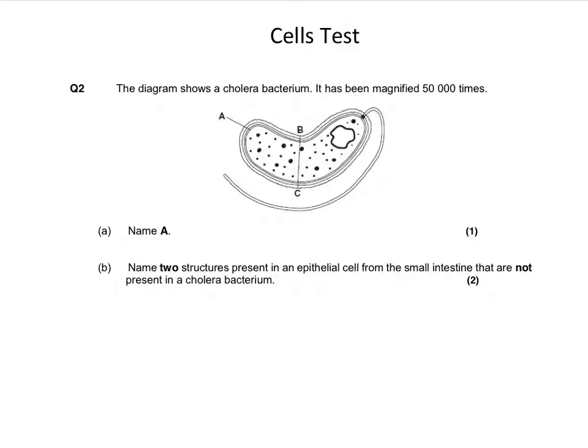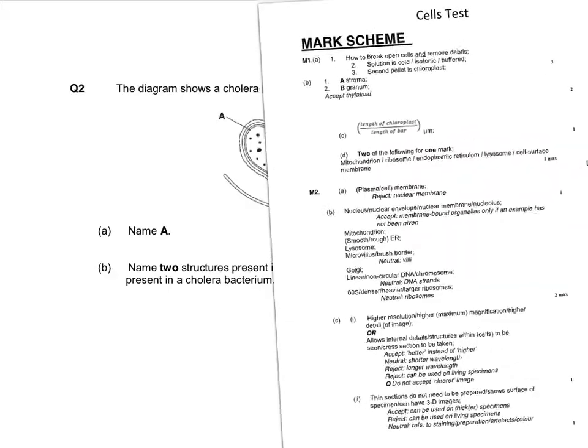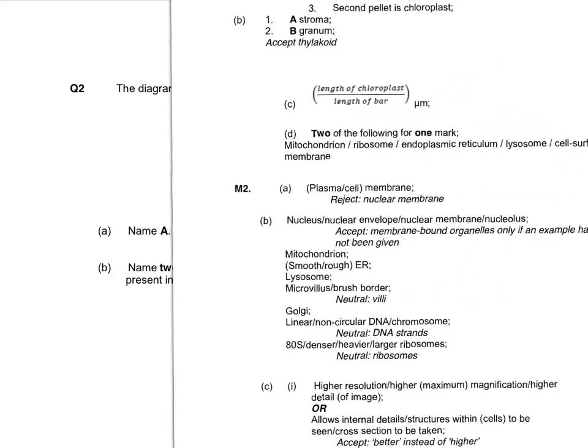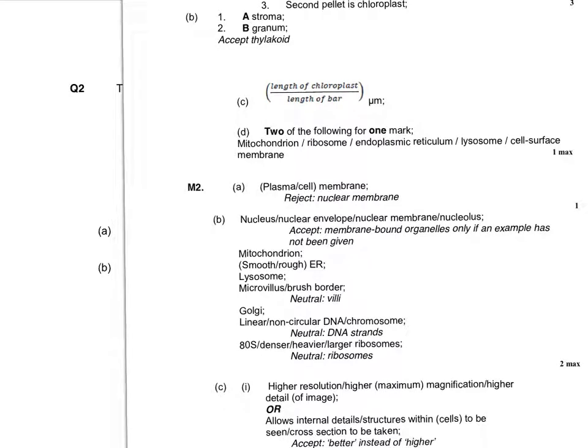2B is basically asking for a bit of recall, but it's also asking you to apply your knowledge in terms of knowing the differences between eukaryotic and prokaryotic cells. So for this answer, there are quite a lot of answers to go through, but you only need two of the following. Okay, so if we look at the answers, 2B, as you can see, you need to mention the differences between them.